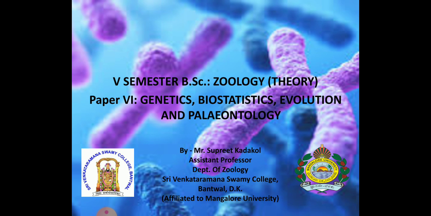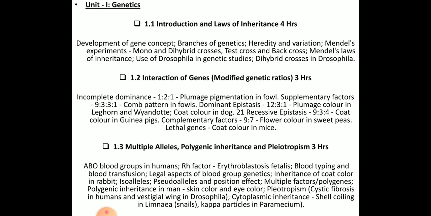In this session, mainly we'll discuss the final year paper 6 syllabus, that is genetics, biostatistics, evolution and paleontology. Same as paper 5, in this paper also we'll be having 4 units and under that many subunits. So we'll see unit 1. In unit 1, genetics, the first subunit consists of introduction and laws of inheritance.